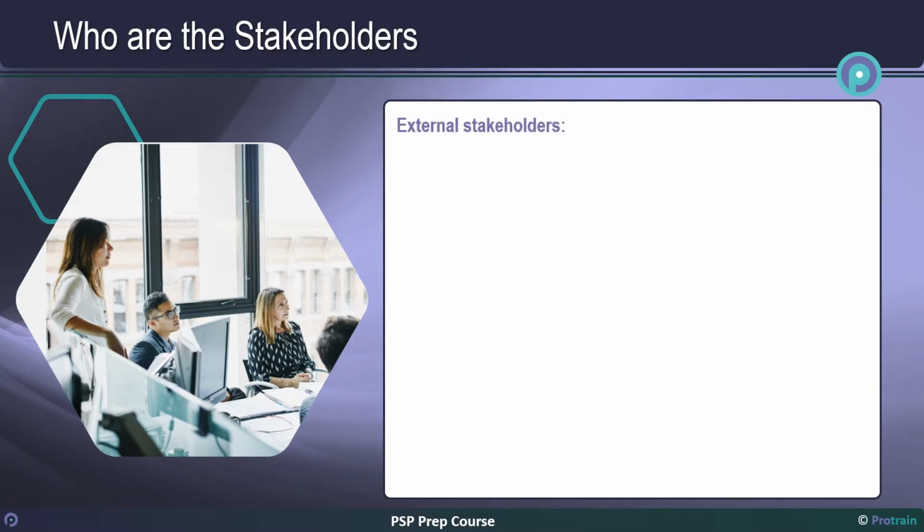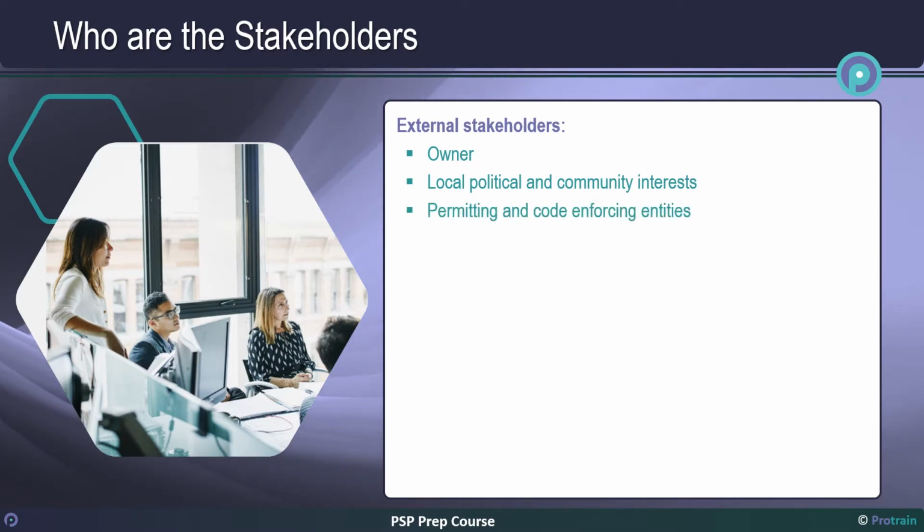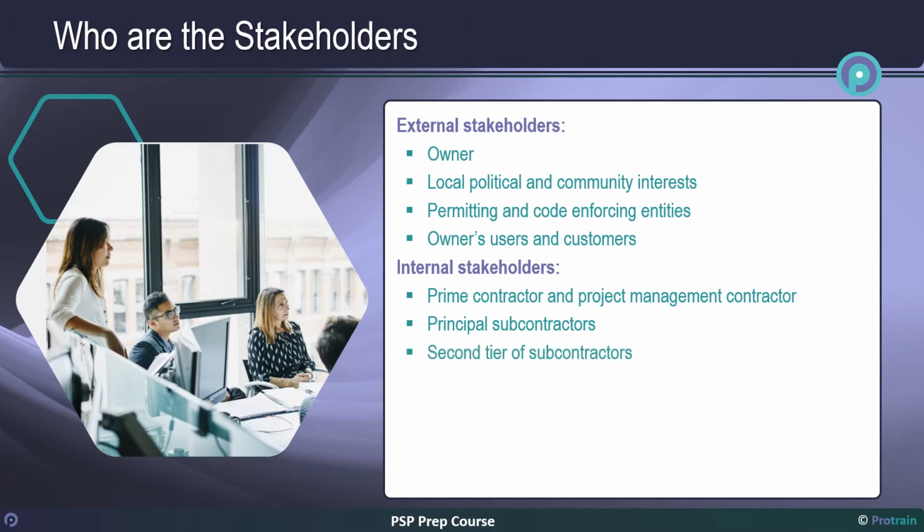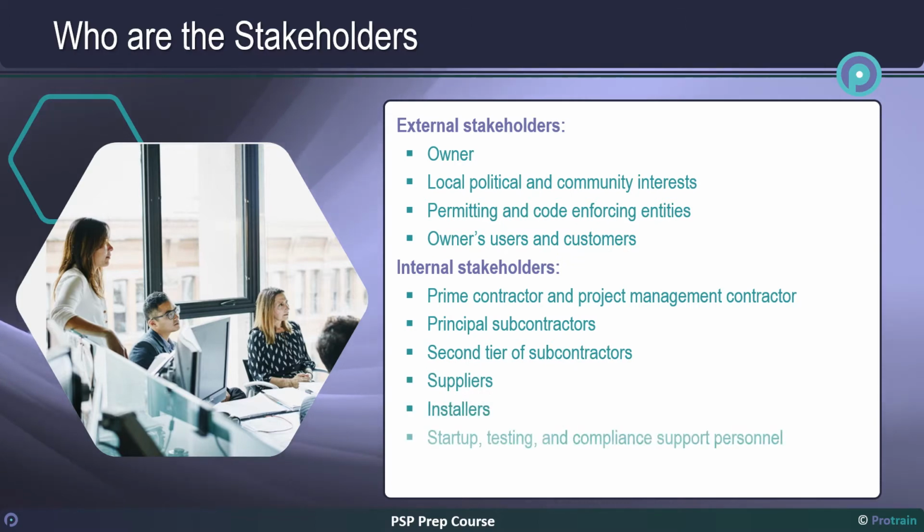External stakeholders are owner, local political and community interests, permitting and code enforcing entities, owners, users, and customers. Whereas internal stakeholders are prime contractor and project management contractor, principal subcontractors, second tier of subcontractors, suppliers, installers, startup, testing, and compliance support personnel.